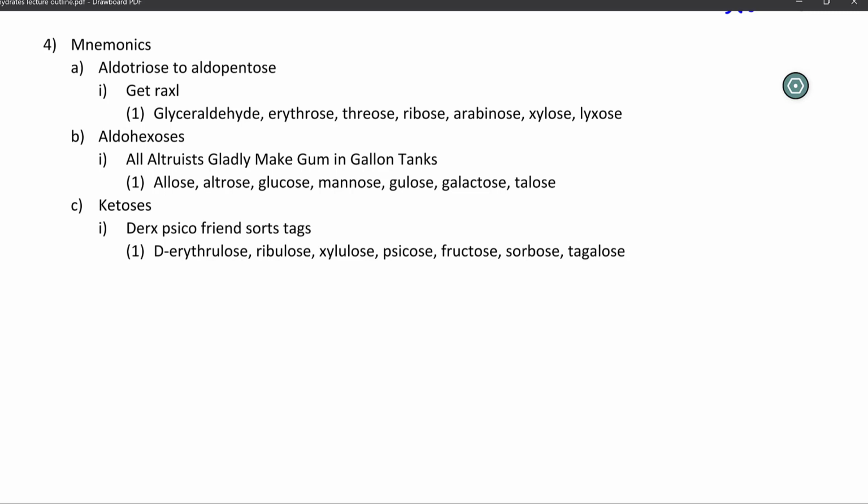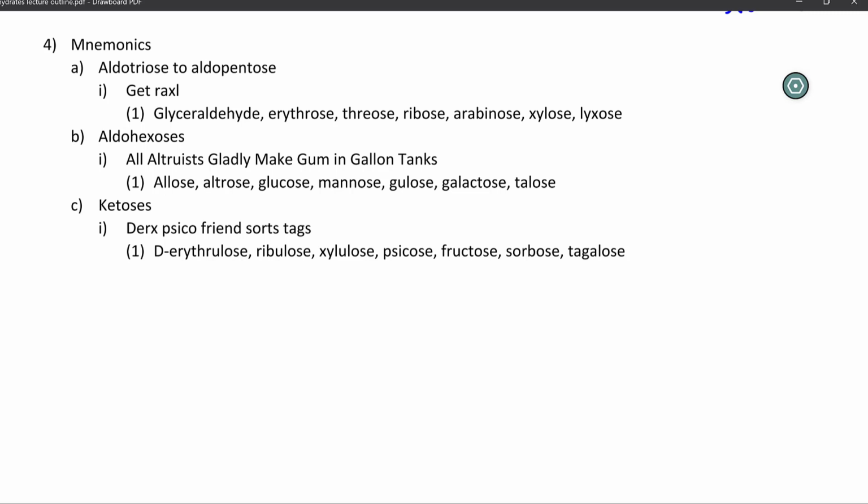Get Raxol is for all the aldotriose to aldopentose sugars. So there's glyceraldehyde, erythrose, threose, ribose, arabinose, xylose, and lyxose. And you'll notice that I have a whole separate mnemonic. Now, Get Raxol I learned from the guy who retired about 4 or 5 years, maybe further, after I started. And he learned this one in biochemistry, I think, from Princeton or something like that. So it's a well-known mnemonic, though you don't see it all the time.